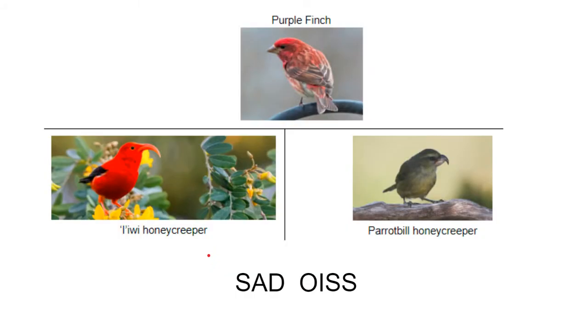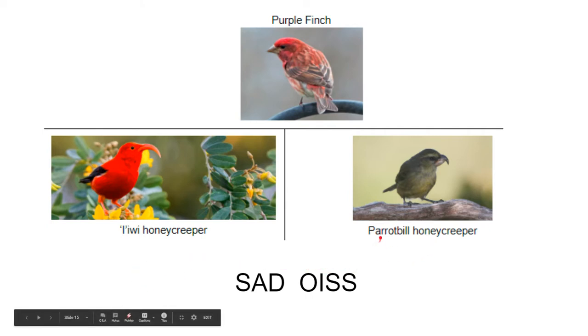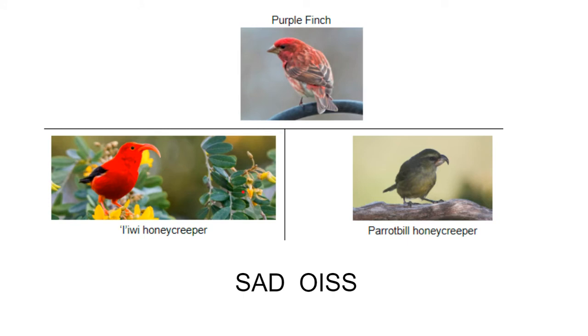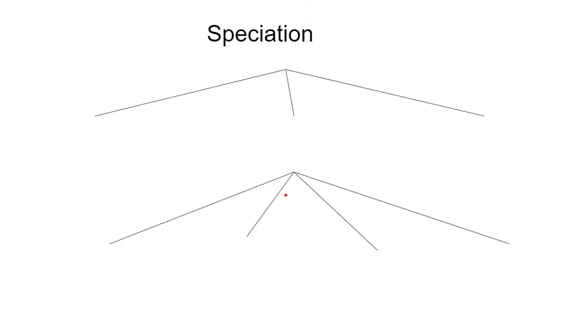Next example, finches. This is another big thing that Darwin is well known for, but these finches are not Galapagos finches. These honeycreepers and parrot-bill honeycreepers, these are finches. Even though they don't look very much alike, these are actually similar related species in Hawaii. So we're going to break this down.